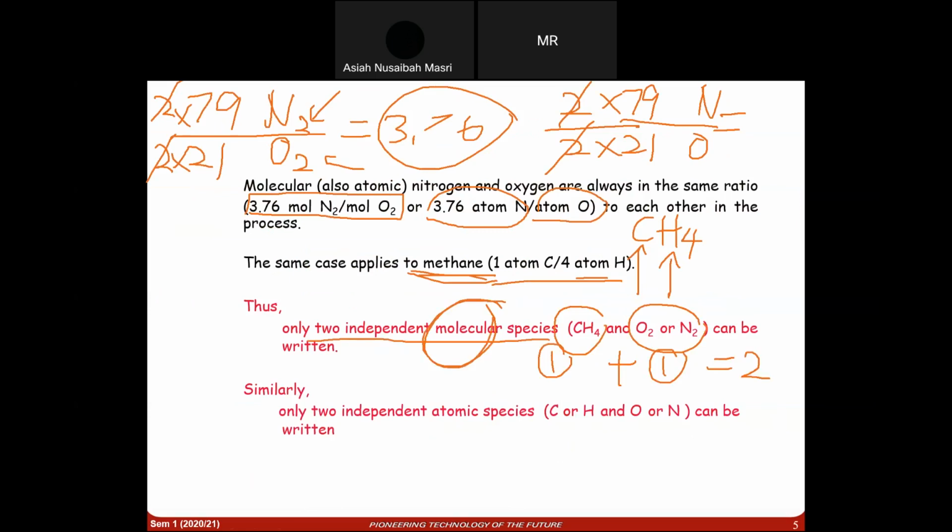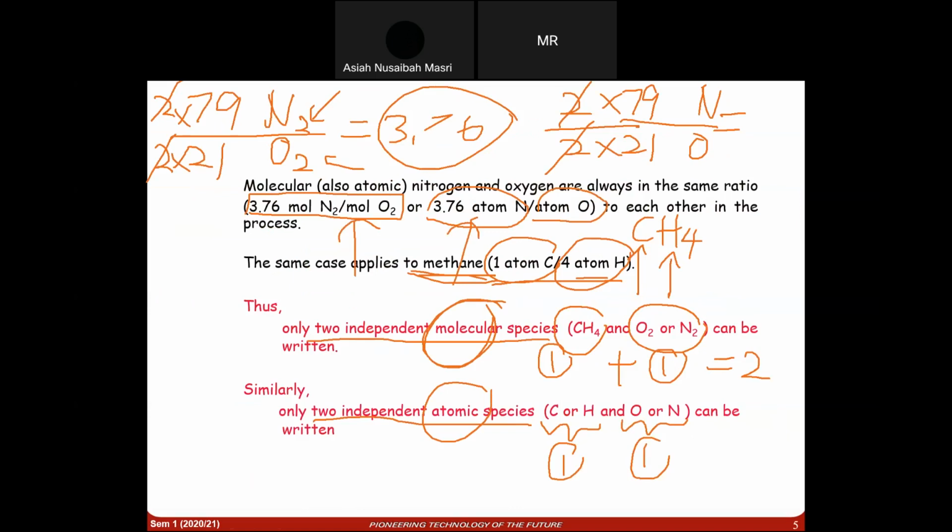Similarly, only two independent atomic species. So one, either C or H, because for C and H, the ratio before and after mixing is always the same. Before, it exists as methane. So for each 4 hydrogen atoms, there should be one carbon. And the output is also the same thing. So we can represent it as one equation. And then we have oxygen and nitrogen as the same thing because of the consistent ratio here.